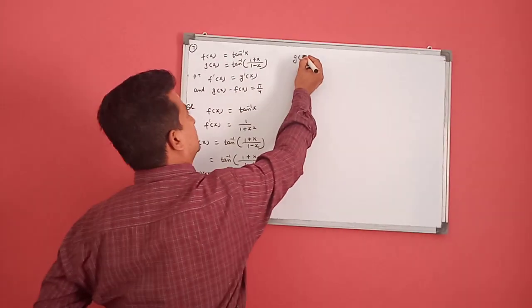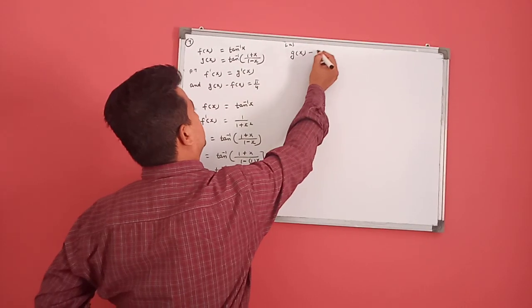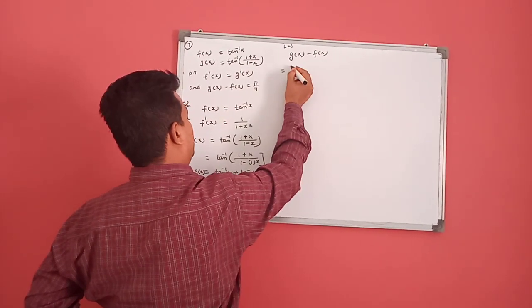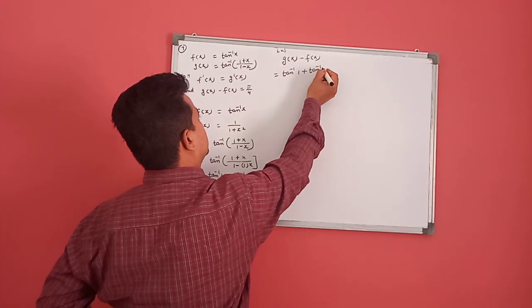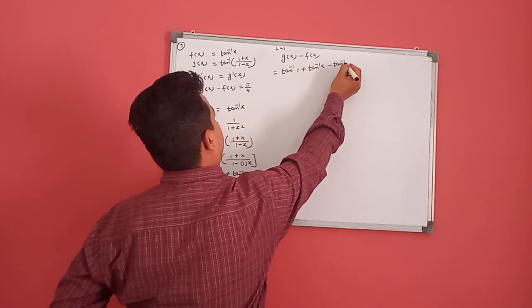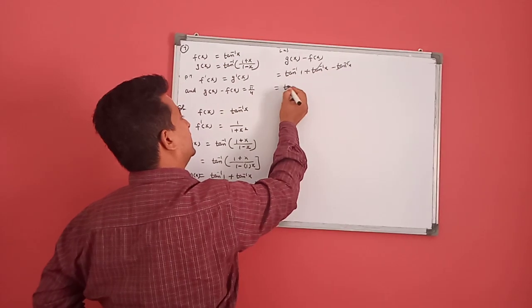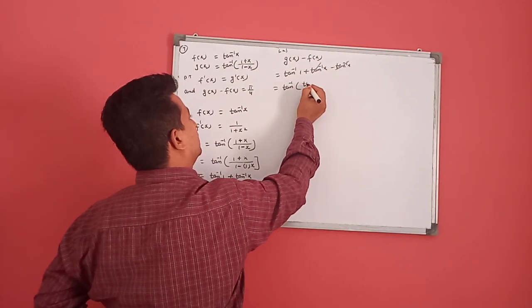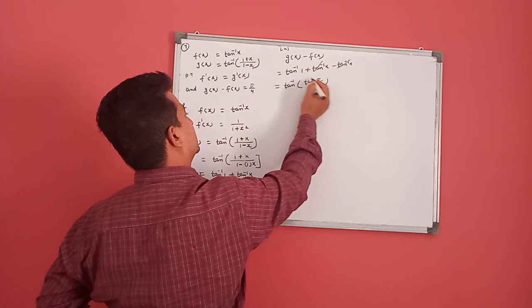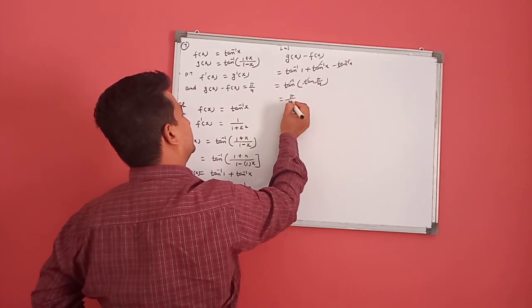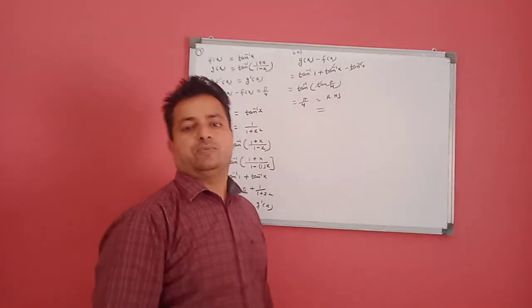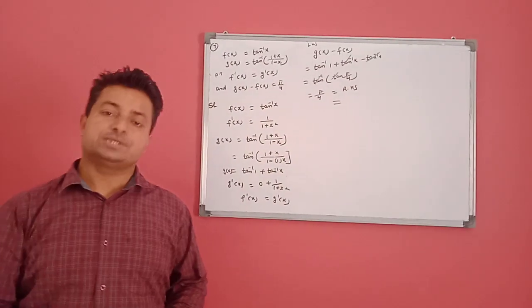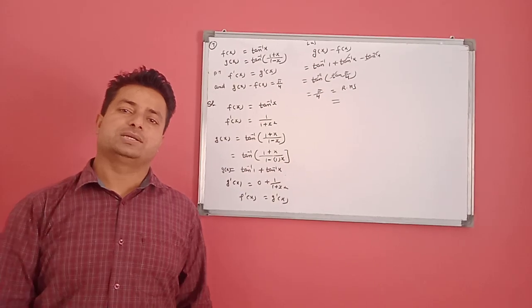In the second part, the left hand side is g(x) minus f(x). The value of g(x) is tan⁻¹1 plus tan⁻¹x, and f(x) is tan⁻¹x. This cancels out, and tan⁻¹1 is π upon 4. These cancel out. This is equal to π by 4. This is the right hand side. These are the solutions of these 7 questions. Solve this. If you have any problem, then ask me. Thank you.